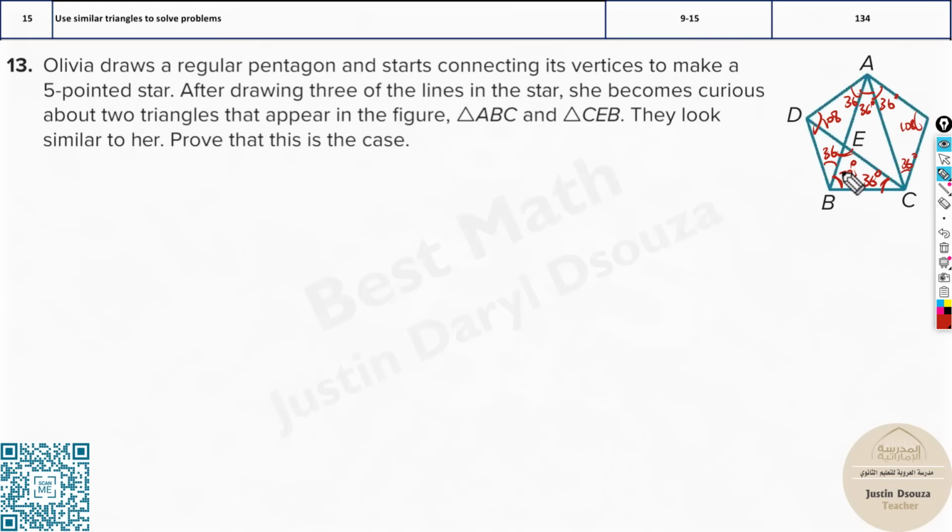I mean, this is similar because of AA similarity. So directly we can prove it. Why? Because this is a common angle for both the triangles, see BEC or ABC. And we came to know this is 36 degrees and this one is also 36 degrees. So the two angles are the same. So we can tell AA similarity, and hence they are similar.